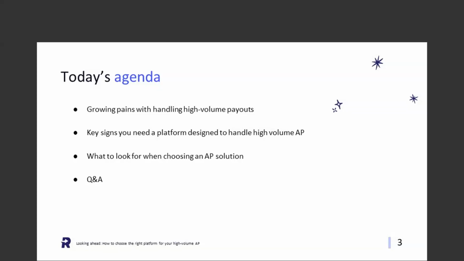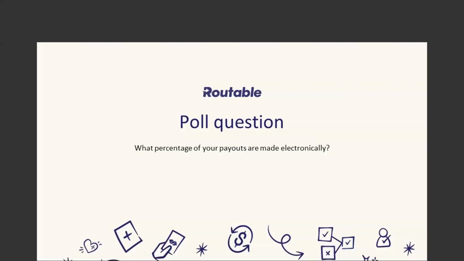But before we do all that, I wanted to start with a poll question, which is about to be displayed on your screen. We want to know what percentage of your payouts are made electronically. All of them? 75% to 99% of your payouts are made electronically. 50% to 74% of your payouts are made electronically. 1/4 to 49% of your payouts are made electronically. 1% to 24%, or none. All of your payouts are made using paper checks. Take a moment to respond to the poll question now displayed on your screen, and we'll discuss the results in just a moment.